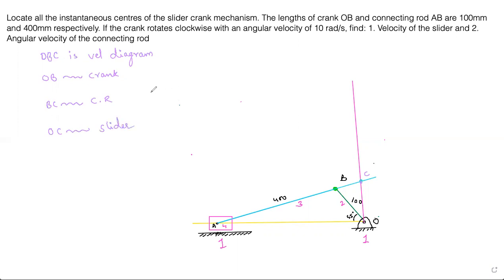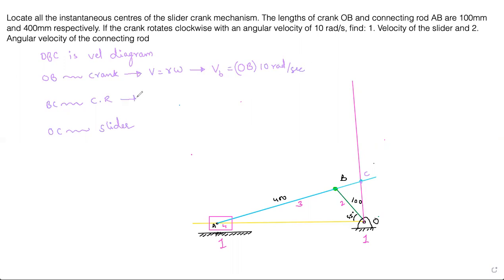Sir, now directly will I get? No, directly you are not going to get. If you want the velocity, you have a formula, V is equal to R omega, right? So here R is your OB. To find the velocity at point B, of the crank, it is R, which is OB, times omega. Omega is the angular velocity, which is already given, 10 radians per second. Done. So this way you got VB.